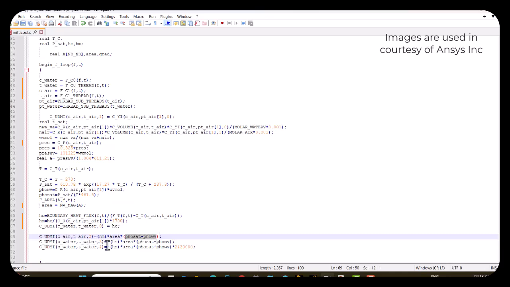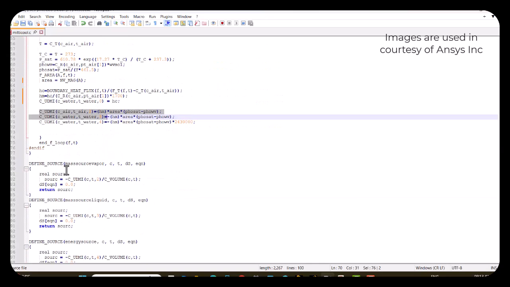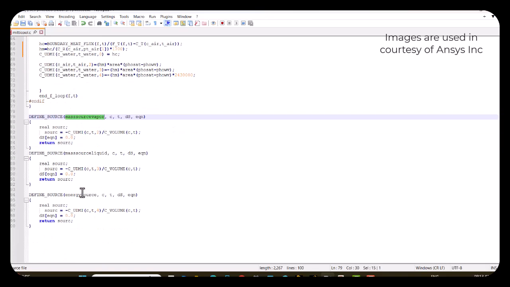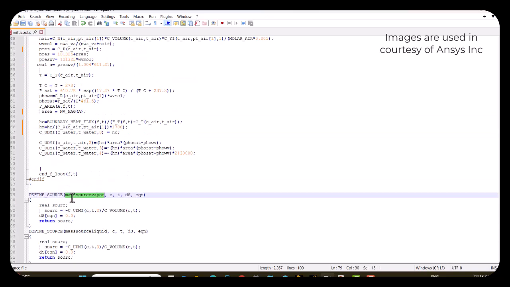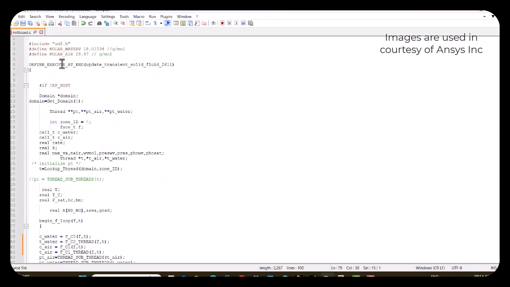Similarly, I will have another UDMI where I have a negative sign in order to remove the water content from the adjacent cell. Similarly, removal of the heat. So I am storing all these three things in the UDMIs, which are just open space locations that I can use and incorporate in the mass sources of vapor. Here I will remove that mass source of vapor, mass source of liquid, and energy source, right? This calculation I'm using in the DEFINE_EXECUTE_AT_END macro, which will execute this loop for every time step, right?